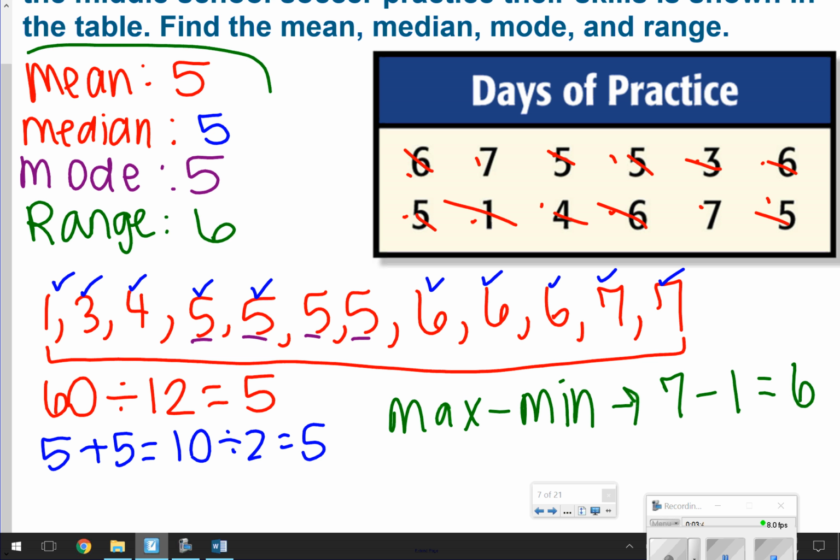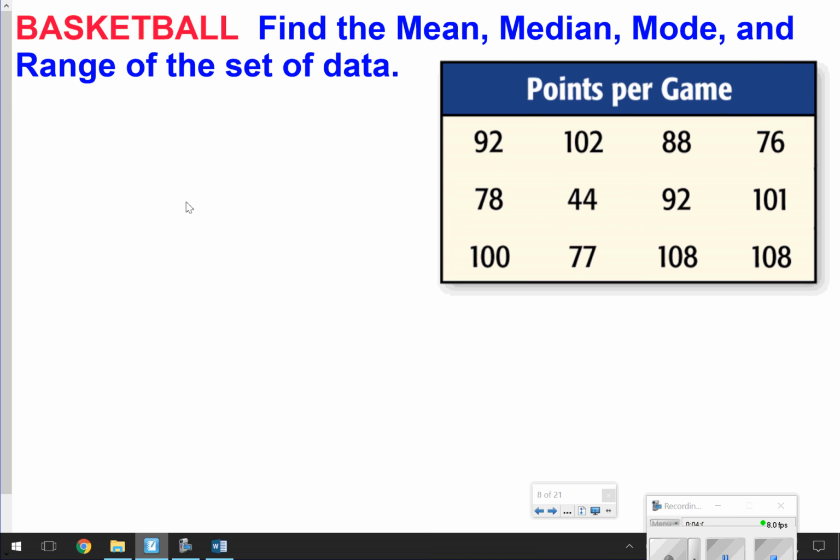So here are your 4 answers for this problem. The mean, median, and mode are all 5, and the range is 6. This would be a really good representation of the data because the mean, median, and mode are all really close to one another. So that means you probably have a good read on how many days of practice it actually is. Here's example 2.